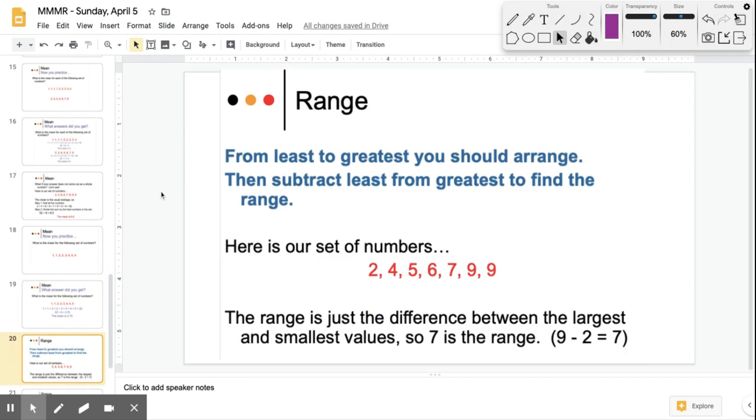Moving on to range. From least to greatest, you should arrange, then subtract least from greatest to find the range. So just like mode, range tends to be pretty easy for students to find. It is even easier if your numbers are in order from least to greatest, because then all you do is look at the first number in your list, the last number in your list, and subtract them. So since 9 is the biggest number, 2 is the smallest number, we are going to find the difference, which means subtract. Therefore, 7 is our range.